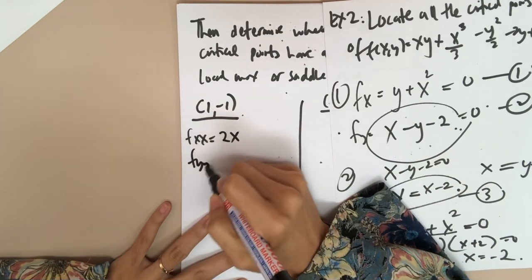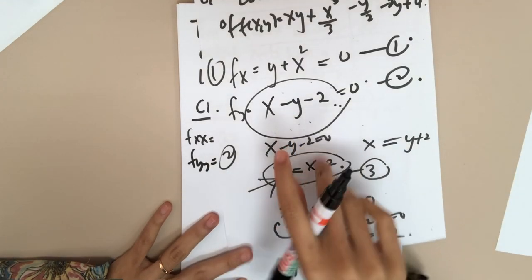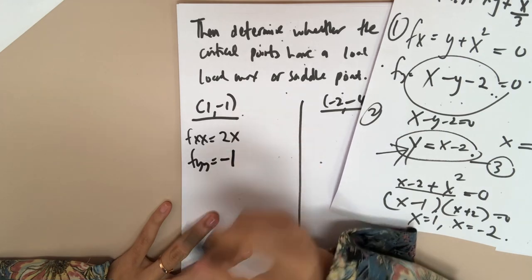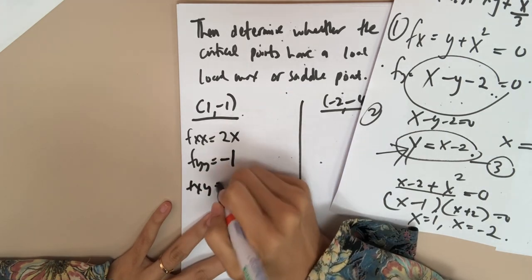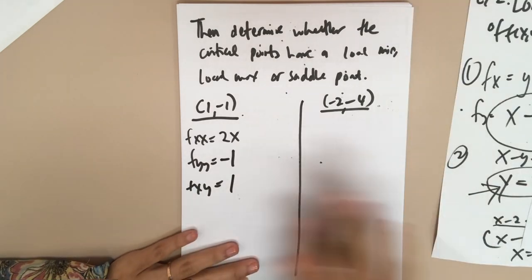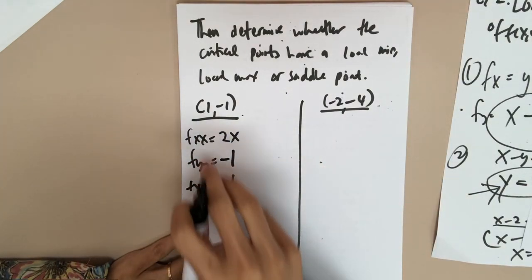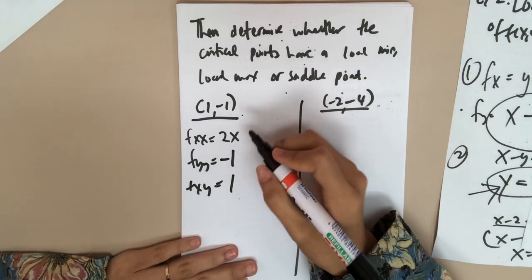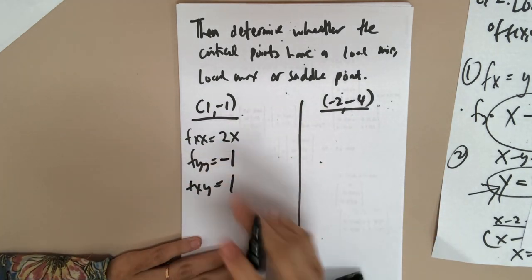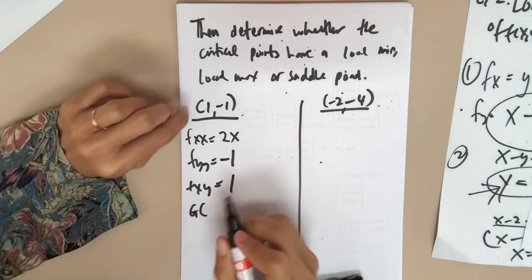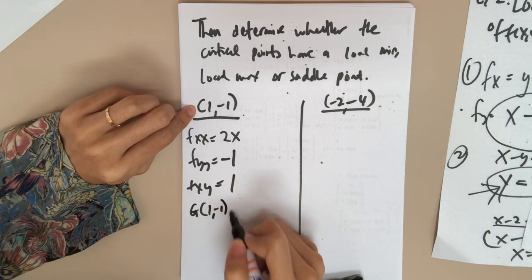What is your f_yy? f_yy is -1. What is your f_xy? Your f_xy here is 1. So it will be the same, this f_xy and this f_yx will be equal, so maybe just consider it as 1. So I just write here your g(a,b) now. So your g here is at (1,-1).